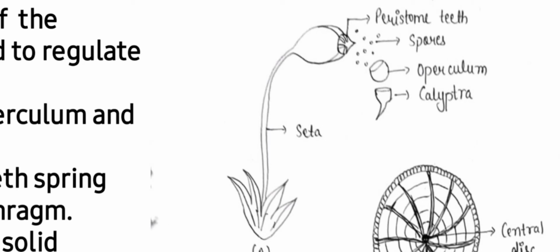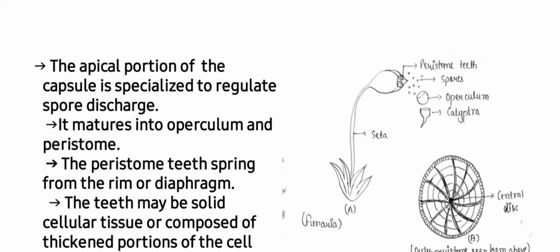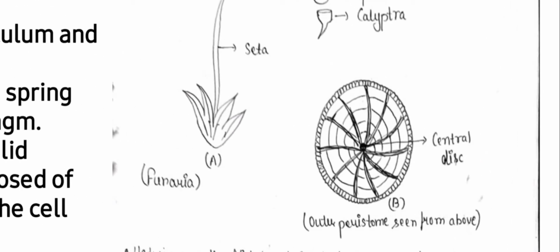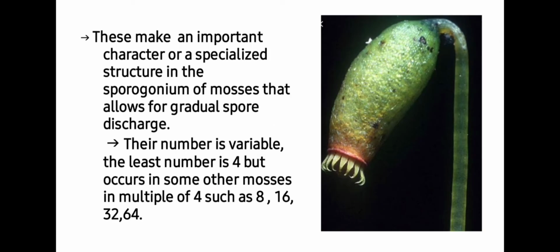So you can see in case of Funaria that the upper portion of the capsule is modified to form calyptra, operculum, and peristomial teeth. Operculum and calyptra are means for the protection of the spores, while peristomial teeth are for the dispersal of spores. And you can see here the structure of the peristomial teeth in case of Funaria, showing central disc and outer ring.